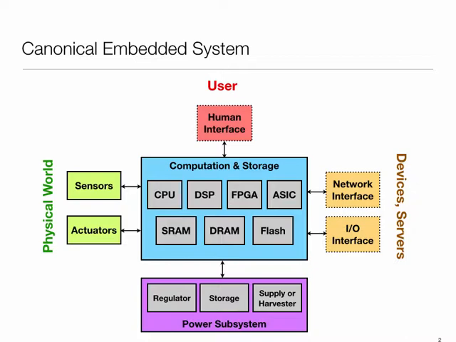Sensors, actuators, that's what makes them interface with the physical world. You would have some network interface, some sort of I/O interface. These are almost always there because you are interacting with something externally, unless you happen to have a purely standalone system. That's possible too. And then some sort of a human interface.